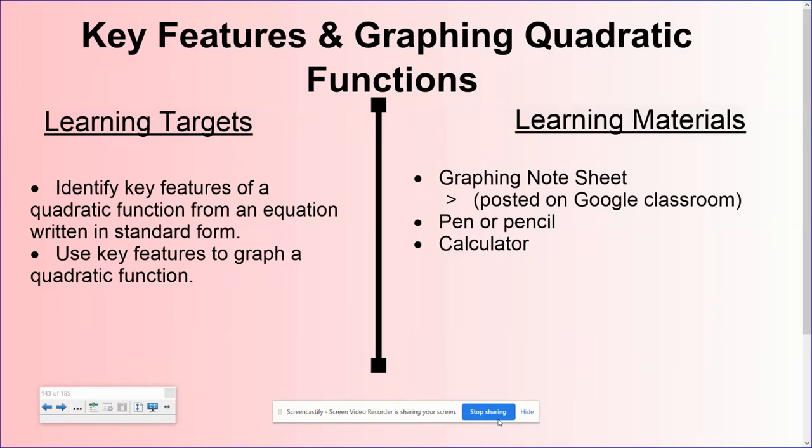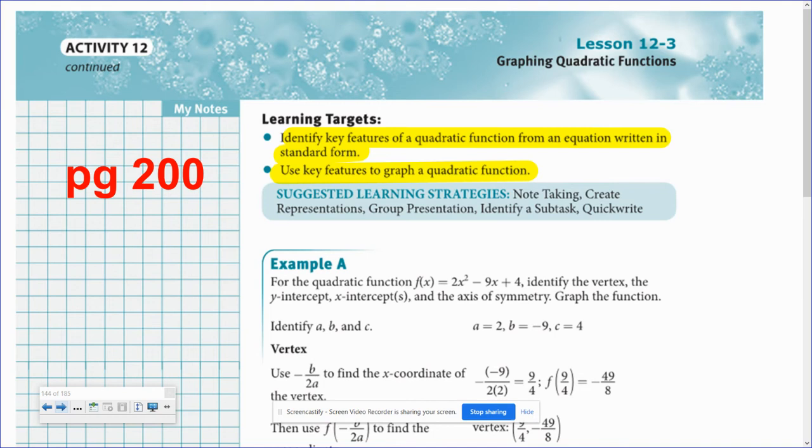All right, guys, so today we're going to be talking about key features in graphing quadratic functions. So we're going to be identifying what the key features are and then using those to create a graph. We're not using the book really for this lesson, so we're just going to use a note sheet that I posted along with this video in Google Classroom. And if you need a calculator, you can use a calculator also.